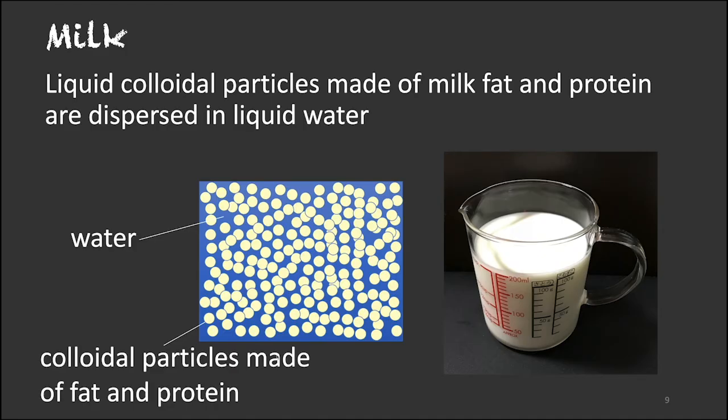Milk is a colloid in which liquid colloidal particles made of milk fat and protein are dispersed in water. It looks opaque and white because colloidal particles are about 2 micrometers, and they scatter visible light. Because these particles are of microscopic size, the total interfacial area between the dispersed particles and the dispersing water phase is very large. How large would that be?